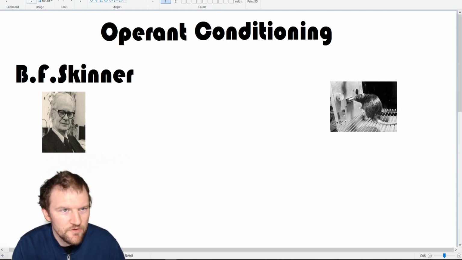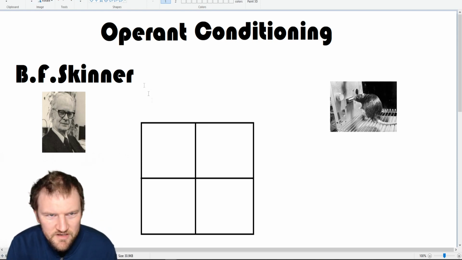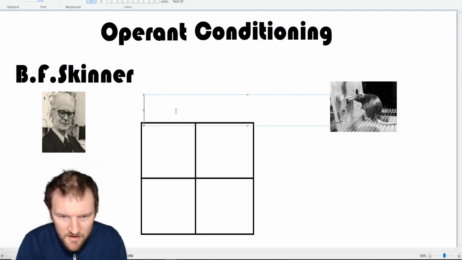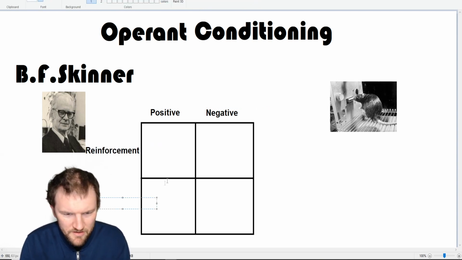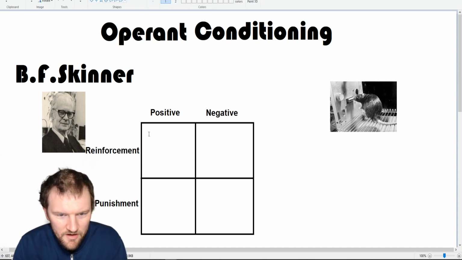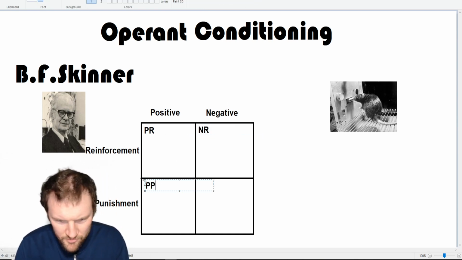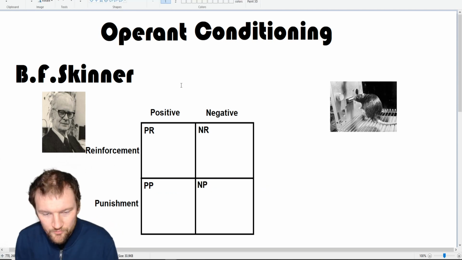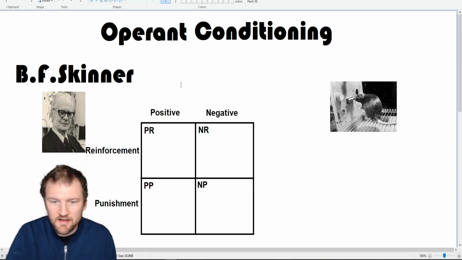which he called positive reinforcement. To explain operant conditioning, you can explain it pretty well on a grid like this. There are four possibilities. There's positive, negative, reinforcement, and punishment, which means that you can have positive reinforcement, negative reinforcement, positive punishment, and negative punishment. Negative reinforcement sounds a little silly, and positive punishment sounds a little silly. They're not what they sound like.